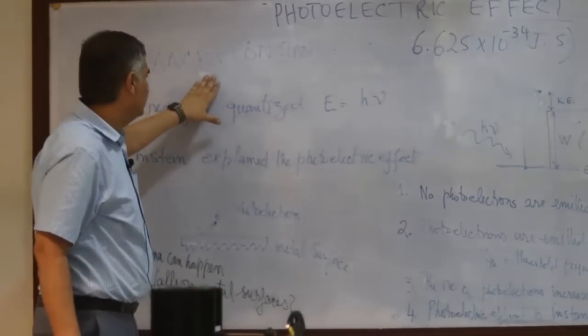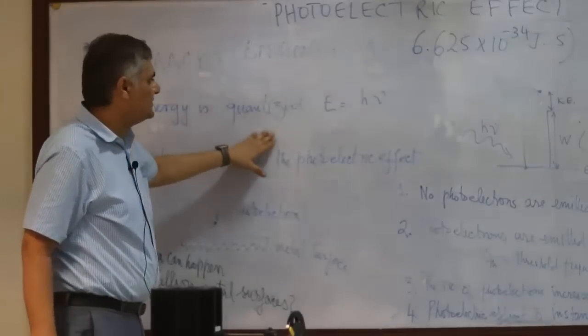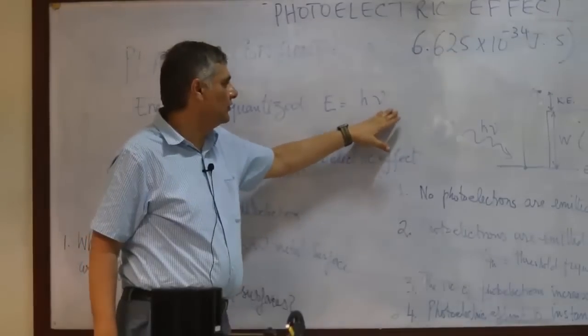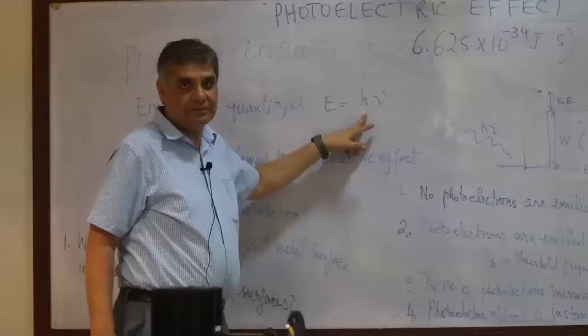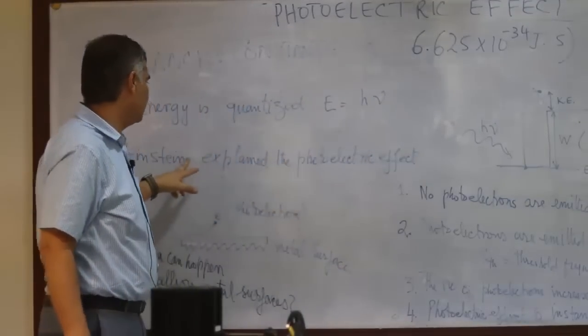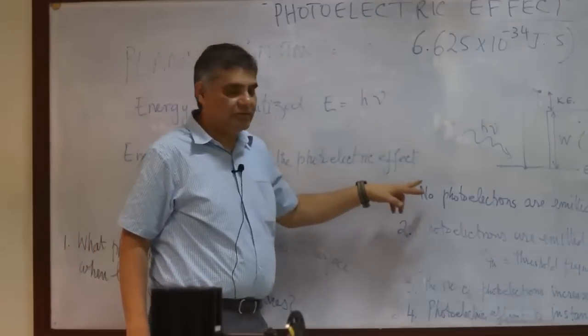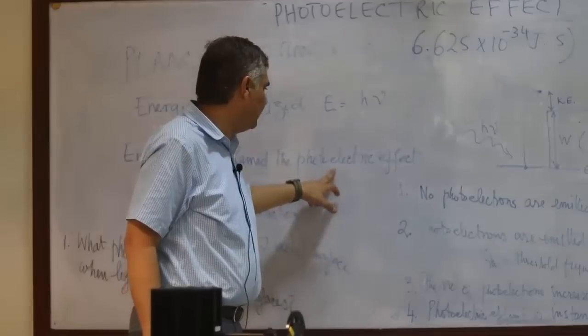Einstein used it, and Einstein said the photon energy is quantized and is given by E = hν. So if we know the frequency, we can find out the energy by multiplying it with this Planck's constant. Now he used this formula to explain the photoelectric effect. That was a puzzle at that time because classical physics failed to explain the photoelectric effect.